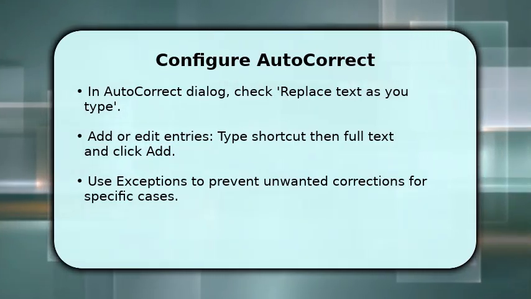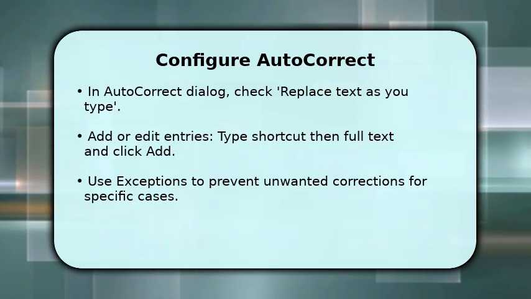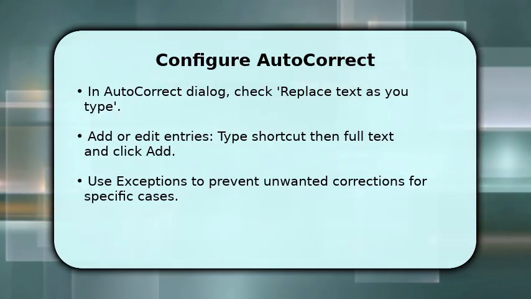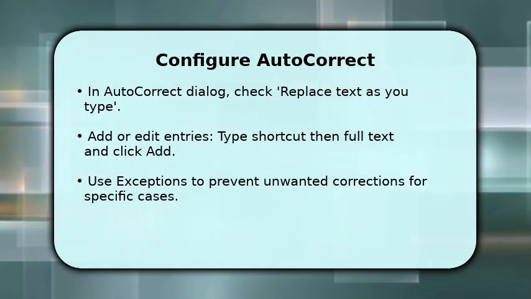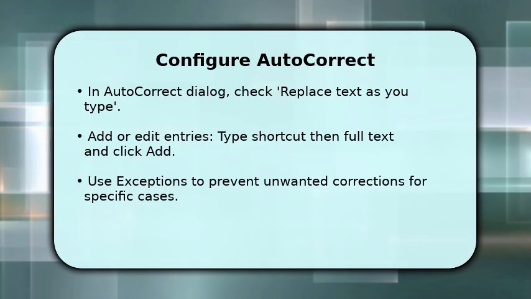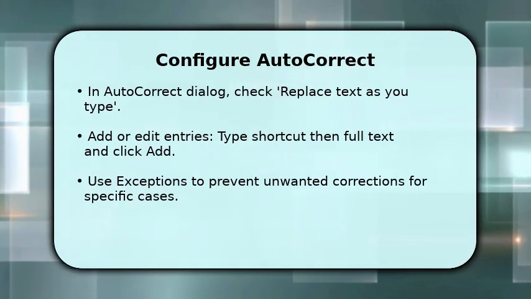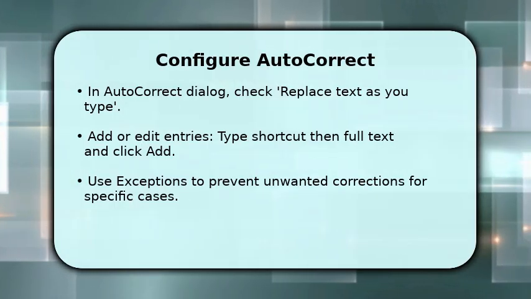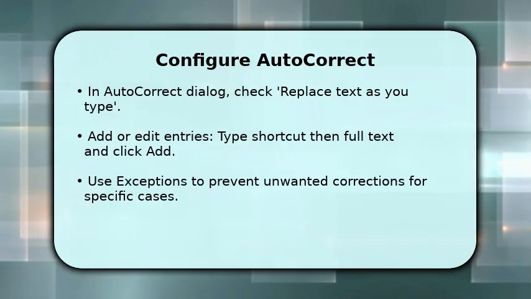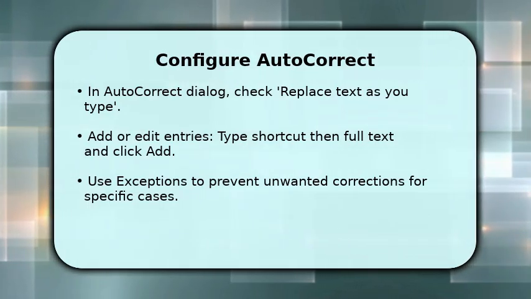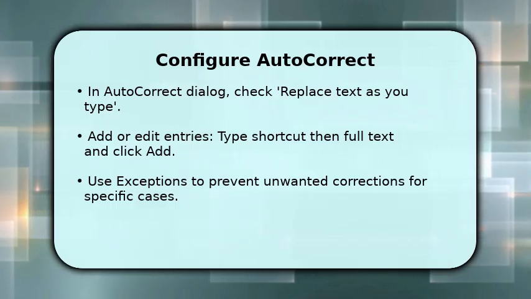First, check the box labeled Replace Text as you type so Excel will apply corrections automatically. Next, in the Replace/Add area, type the shorthand on the left and the desired full text on the right, then click Add. That creates your custom rule. Make sure to review built-in entries and remove or change any that conflict.